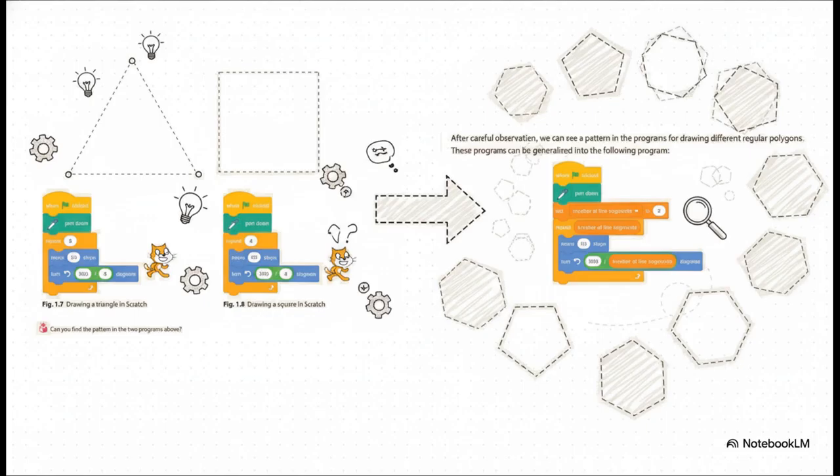But what if we want to draw a square, or a pentagon, or a hexagon? Do we really sit there and write entirely new code from scratch every single time? No way! We use pattern recognition to create a generalized program instead. By just changing one tiny variable, the number of line segments, we can draw absolutely any regular polygon using the exact same block of code.